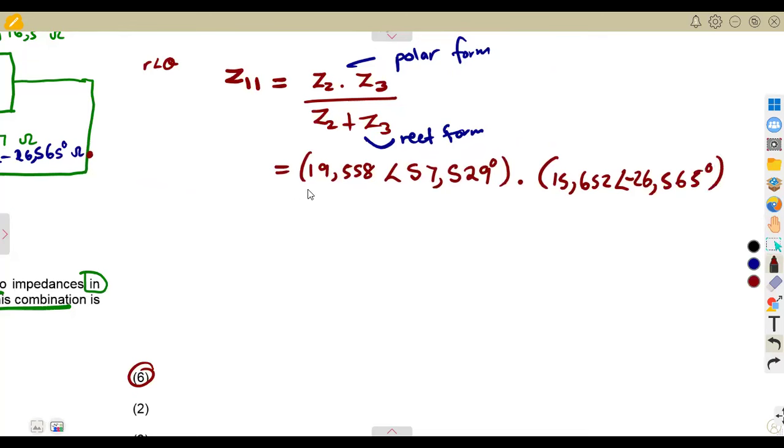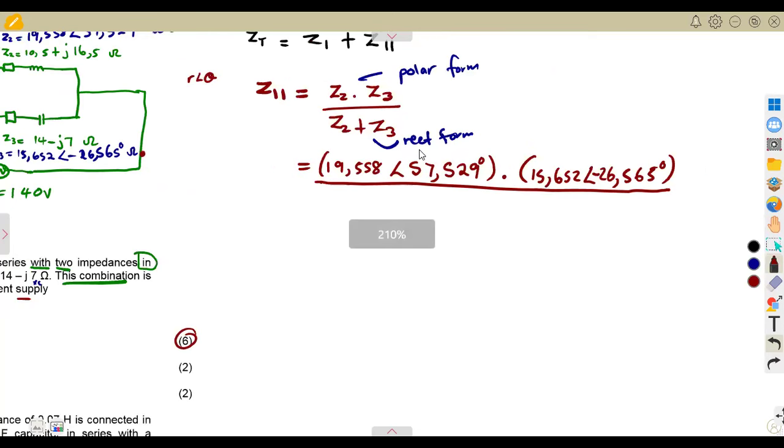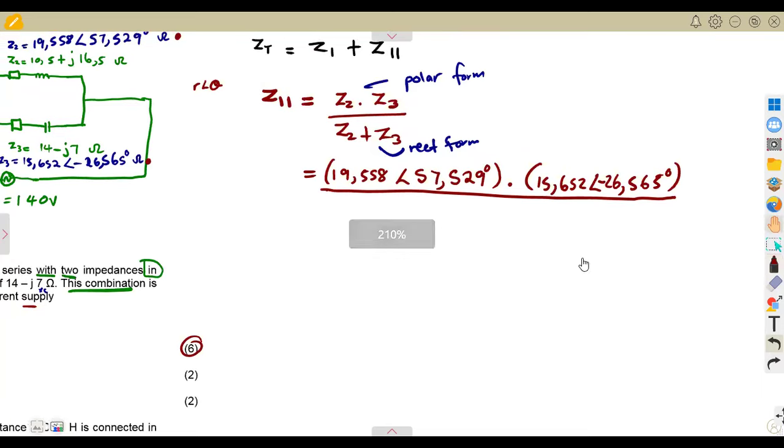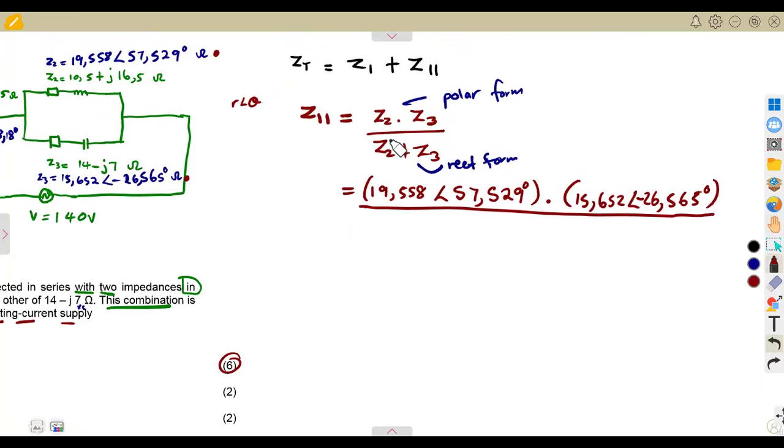Then in rectangular form, you see that for addition, rectangular form is the best for you to have, because you're just going to add your real terms and imaginary terms. So you're taking your Z2 and your Z3 as they are, but in rectangular form. So that's 10.5 plus j16.5 plus Z3 in rectangular form, that is 14 minus j7.